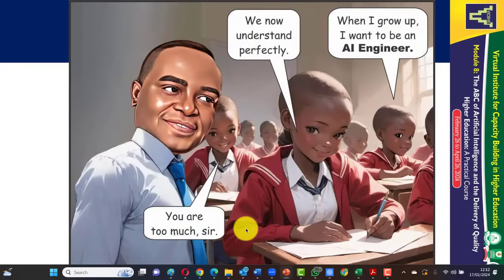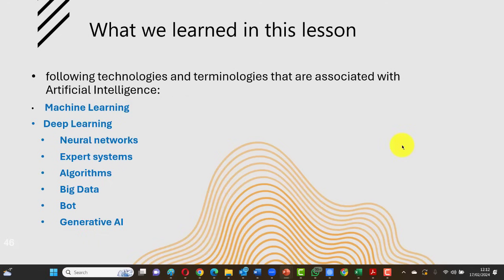Okay. Oh, you now understand perfectly. Of course, you asked about expert systems. I will spend some time with expert systems. You are too much. I know. Not too much. God did too much. When you grow up, you want to be an AI engineer. Oh, yes, that's what you would like to learn.